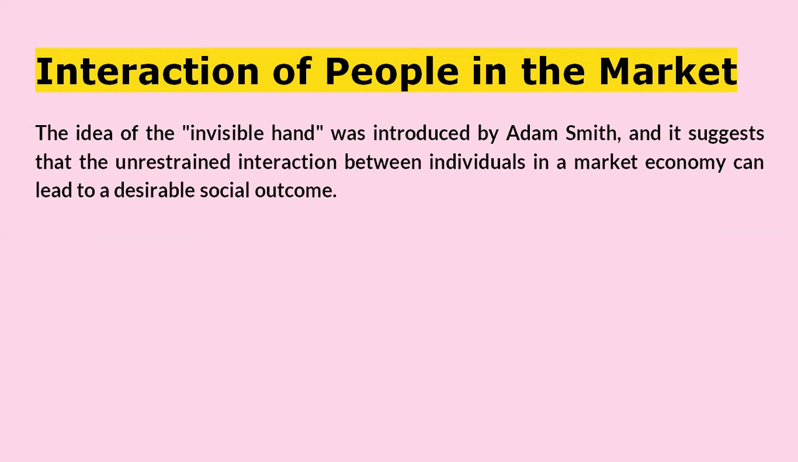The idea of the invisible hand was introduced by Adam Smith, and it suggests that the unrestrained interaction between individuals in a market economy can lead to a desirable social outcome.